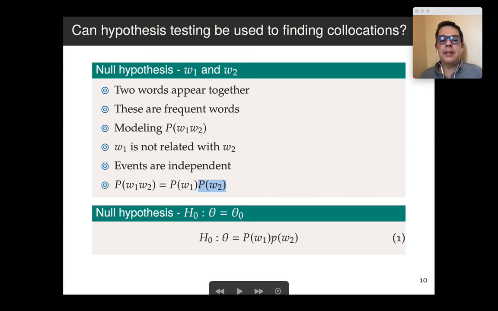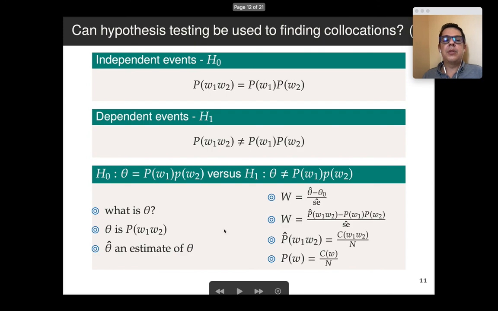So the null hypothesis is that they are independent. The null hypothesis H0 is that theta, a parameter that we are going to define, is equal to theta 0, the parameter that we set and that defines the null hypothesis. Theta 0 is the probability of two independent words. If they are independent, then the probability of seeing them together equals the product of their individual probabilities. So this is the null hypothesis.